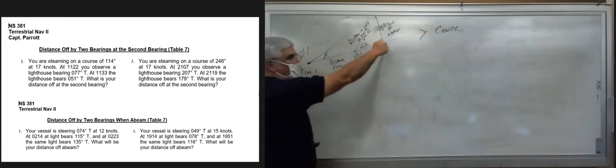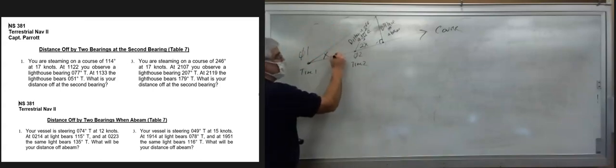Which one happened first? Did this happen first, or did this happen first? If I'm going like this, what's going to happen first? Yeah, the first one. The second one, this is beam. So the distance off at the second bearing happens before the distance off at the beam. You see that? Even though it has the word second in there, it happens first. This is my life. Boom. This is later in my life. Okay?